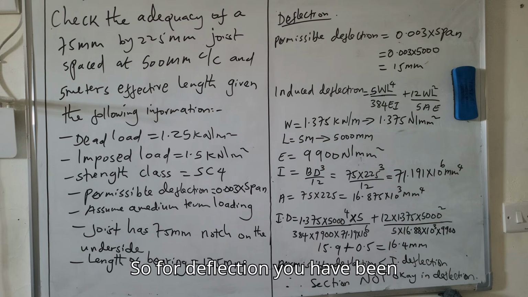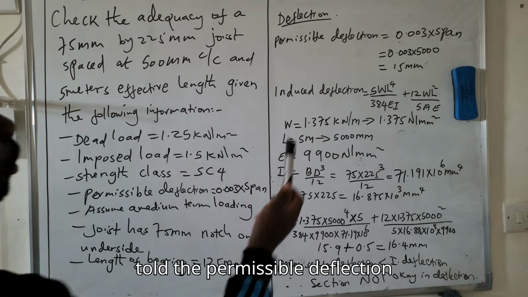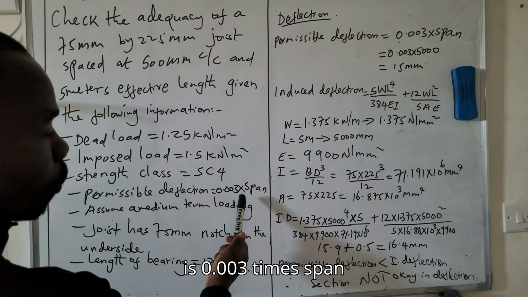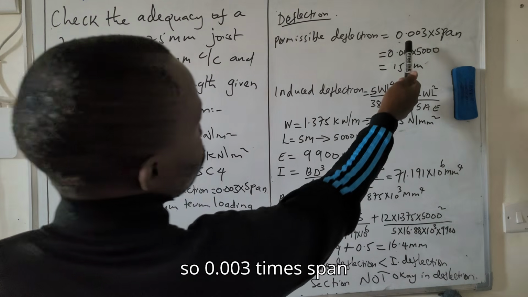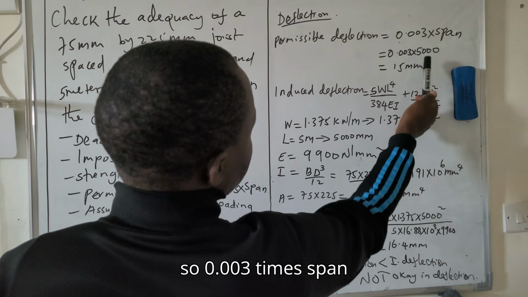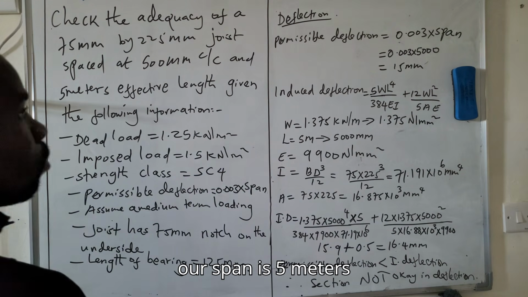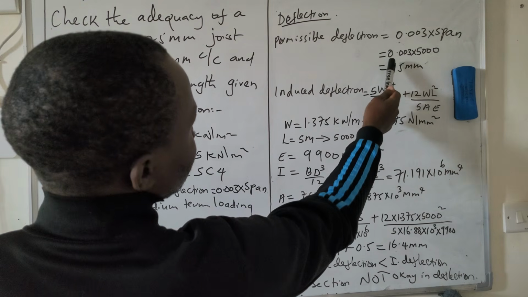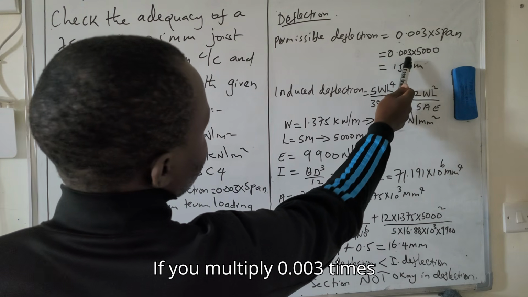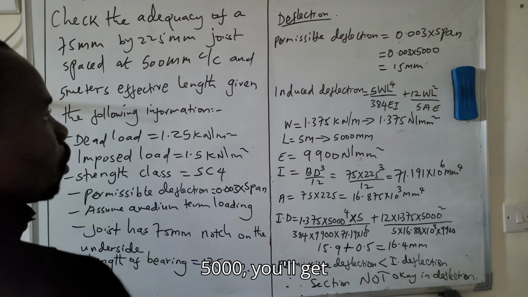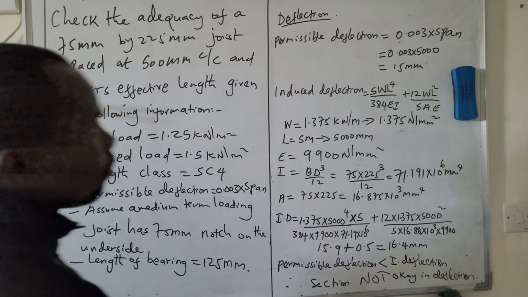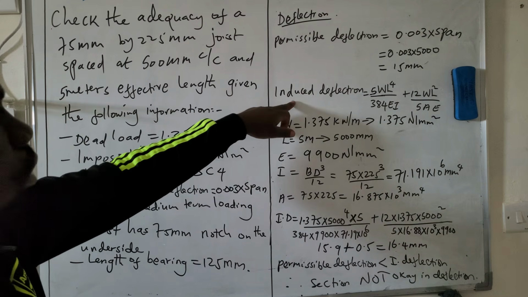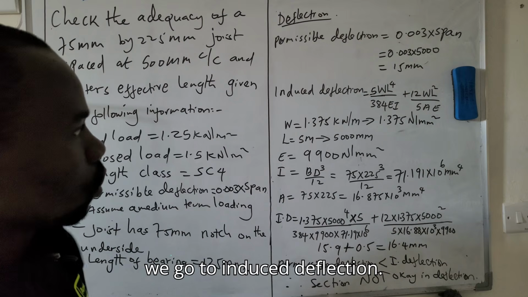So for deflection, we have been told the permissible deflection is 0.003 times span. Our span is 5 meters, that is the effective length. So if you multiply 0.003 times 5,000, you'll get 15 millimeter. And then after that, we go to induced deflection.